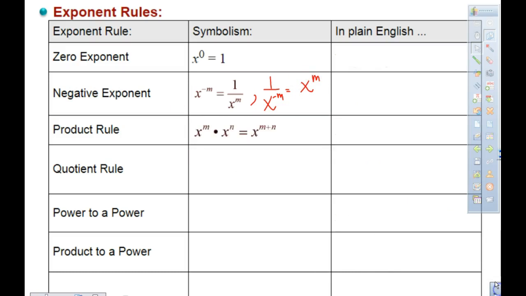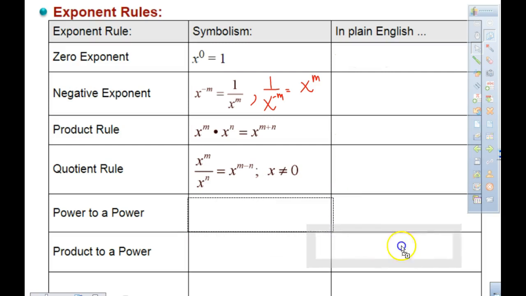Okay? The next one, the product rule. X to the m times x to the n means that we are adding m plus n. When we multiply with the same base, we add our exponents. The quotient rule, that's the last one that we were just working with. That's when we divide, we subtract the exponents. Power to a power. What does it look like in symbols? X to the m raised to the nth power, that's when we multiply the exponents.